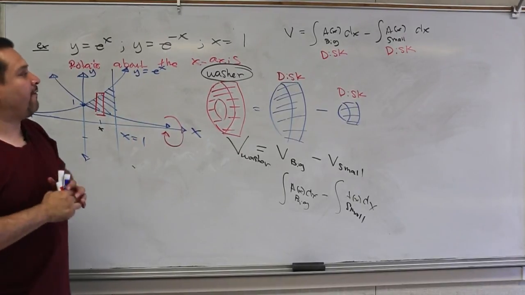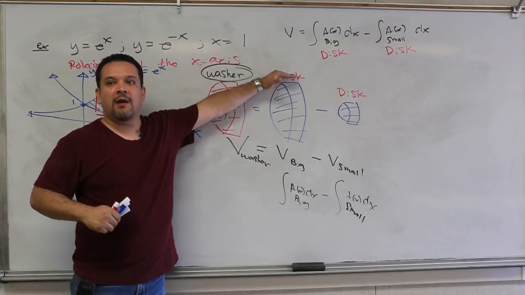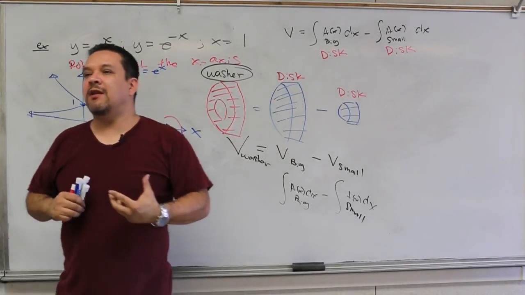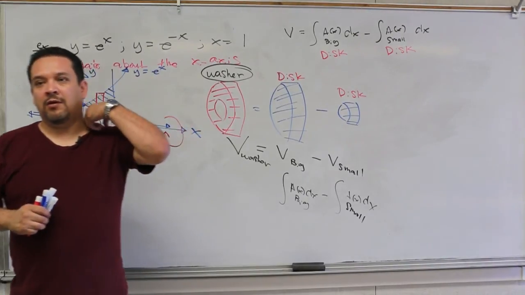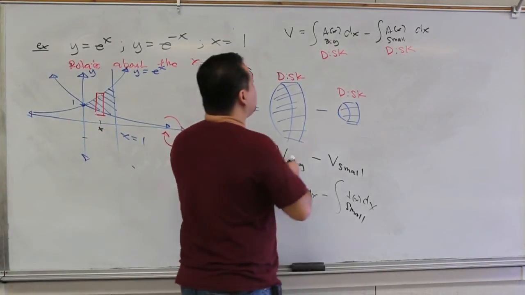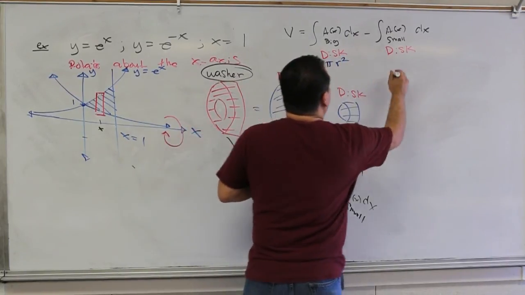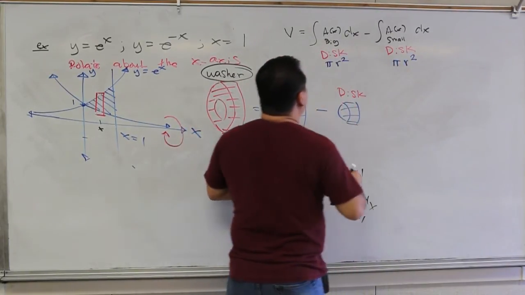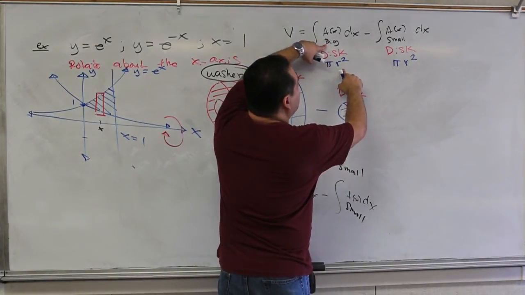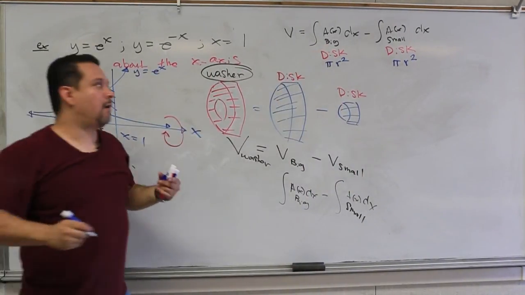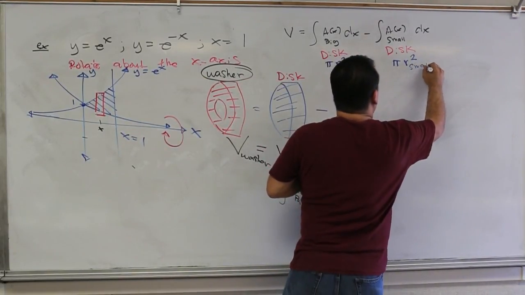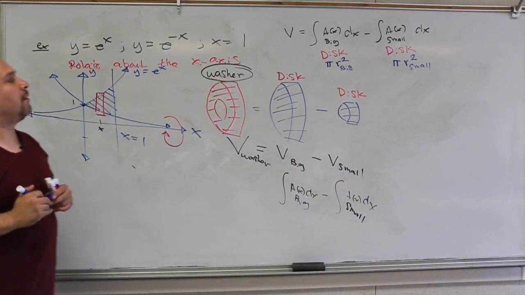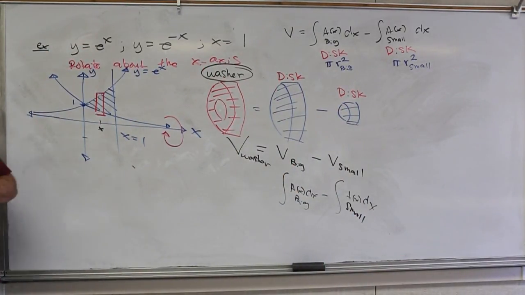The question then I have for you is, if you focus on the big disc, what was always the key for any cross-sectional area? It's always finding the what? The radius function. You need a radius function because this is still pi r squared. Let's say it's the radius for the big, if you want to call that the big radius, and the small radius. So you need two radius functions here.